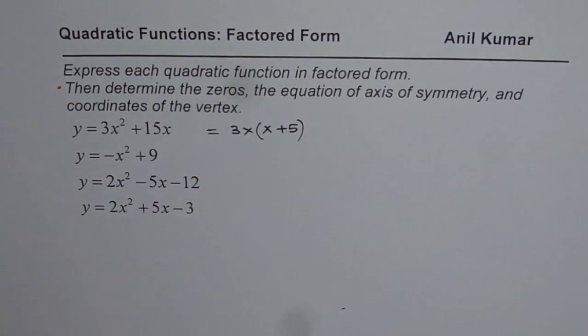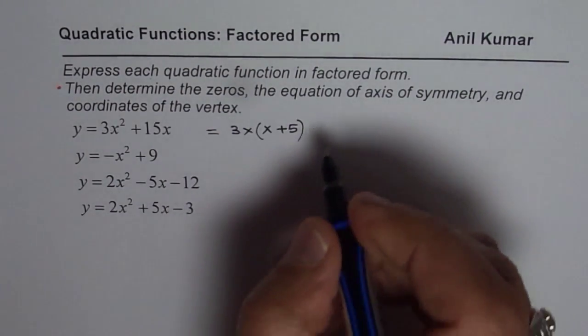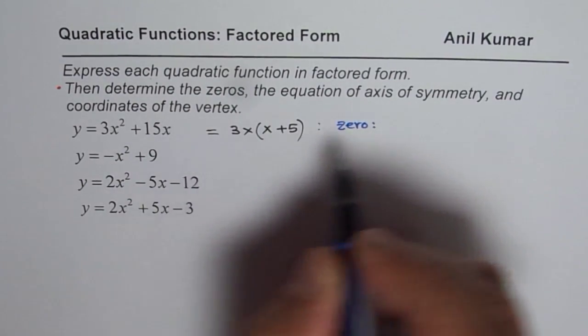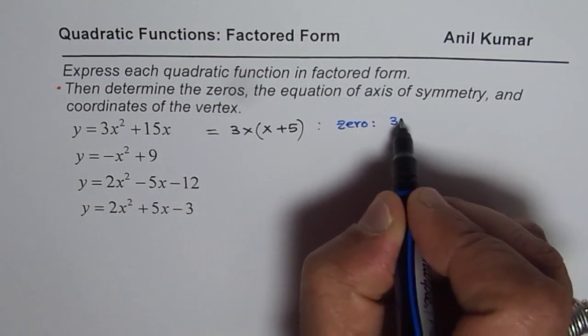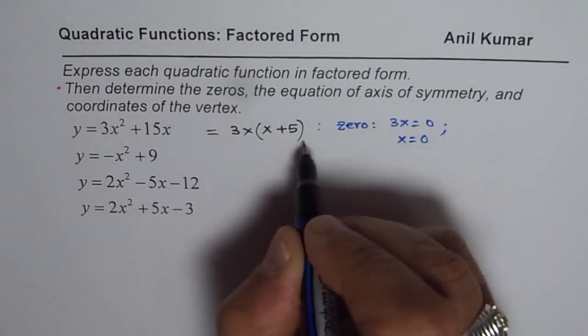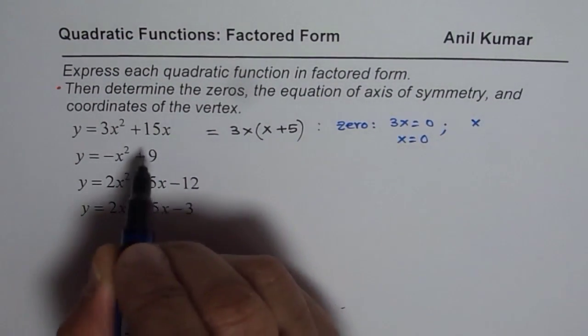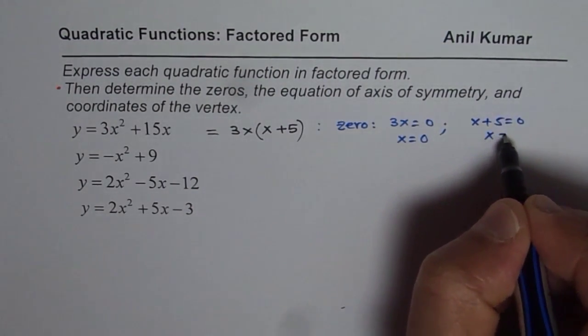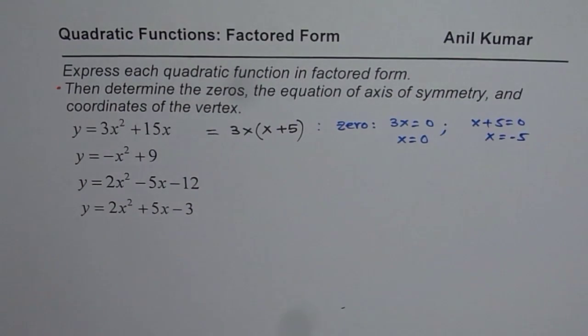Now from here, let us write down the zeros. One zero is at x equals 0, so equate 3x to 0, and you find x equals 0, that is the first zero. The second one you can write with x plus 5 equals 0. That gives you x equals minus 5, so we get the zeros.